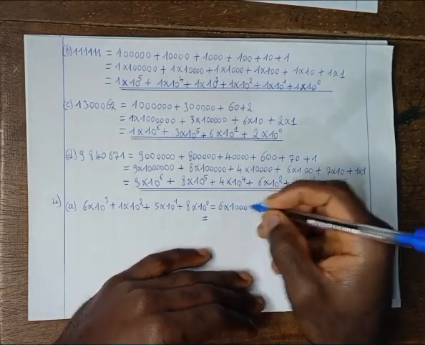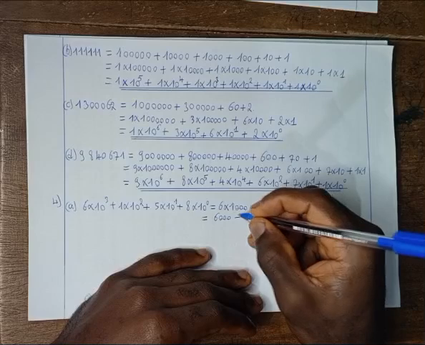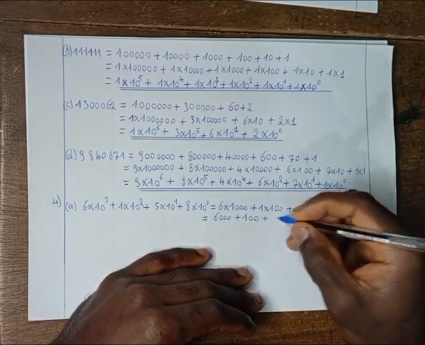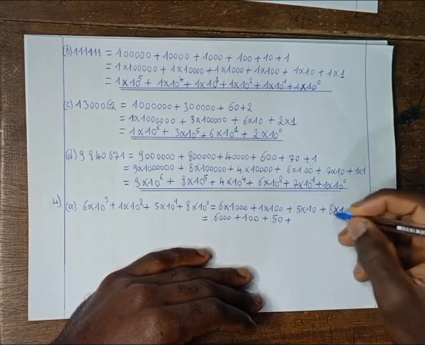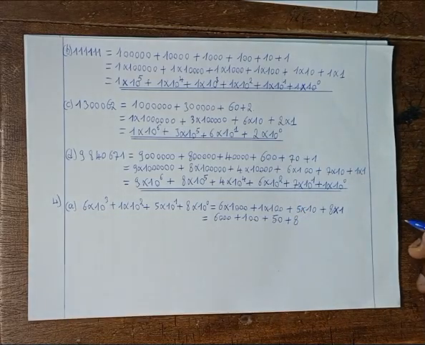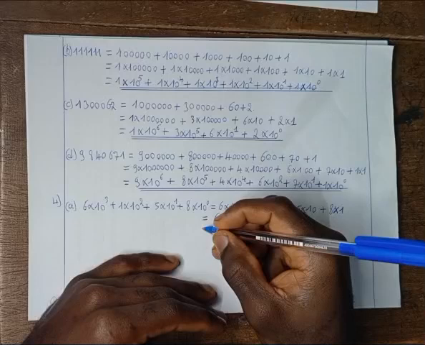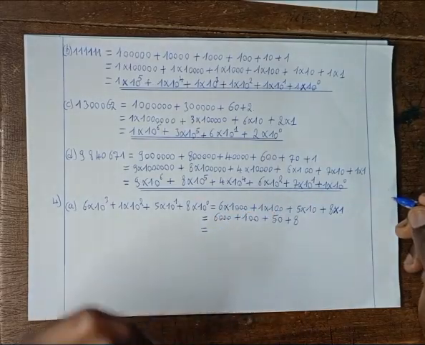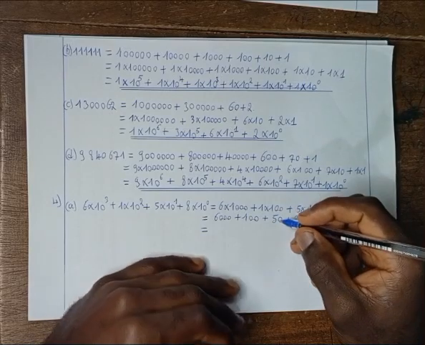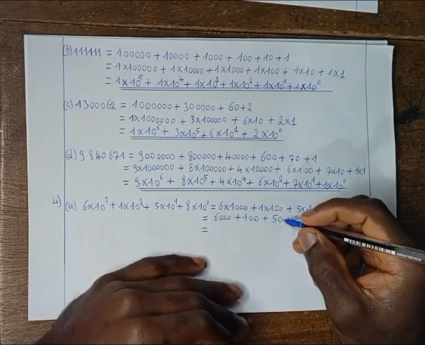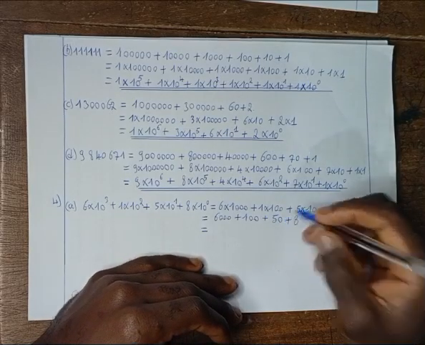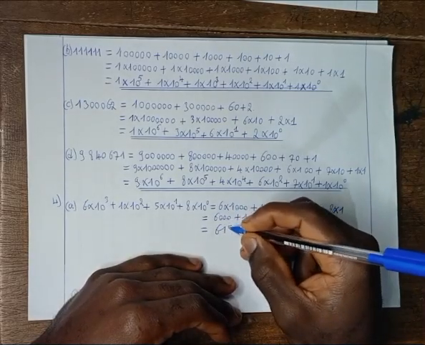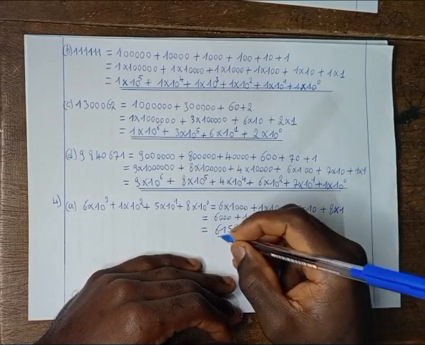This will give us 6 times 1000 gives us 6000, plus 1 times 100 gives us 100, plus 5 times 10 gives us 50, plus 8 times 1 gives us 8. Next step we have to add. This will give us 6000 plus 100 gives us 6100. 6100 plus 50 gives us 6150. 6150 plus 8 gives us 6158. So this is our result.